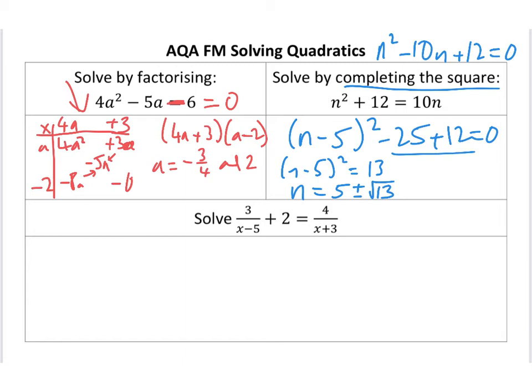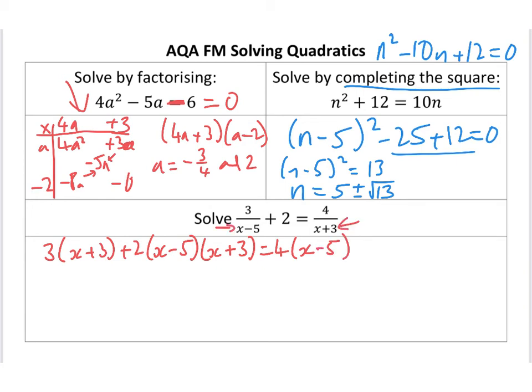Now, when you do this, it's the denominator. This is the bit that's a little bit harder, I would say. Okay, so I'm going to multiply through by x minus 5 and x plus 3, and I'm going to get this. So we're going to get 3 lots of x plus 3 plus 2 lots of x minus 5 times x plus 3 equals 4 lots of x minus 5.